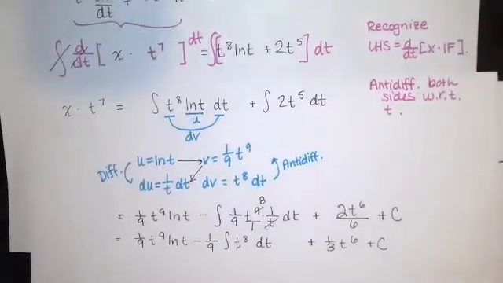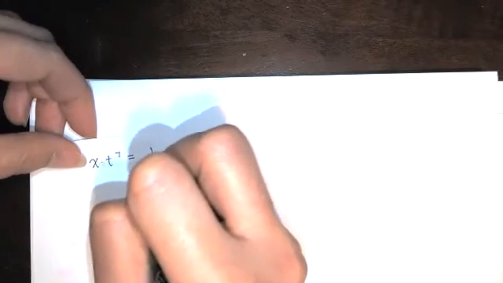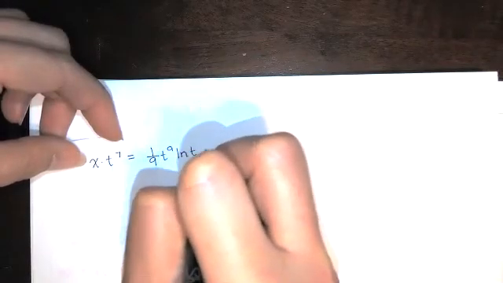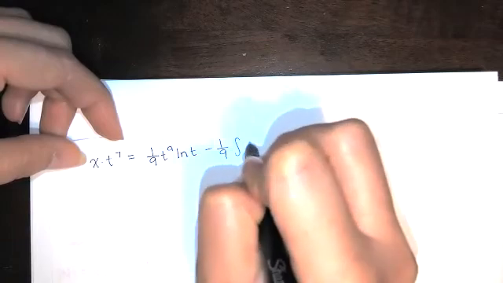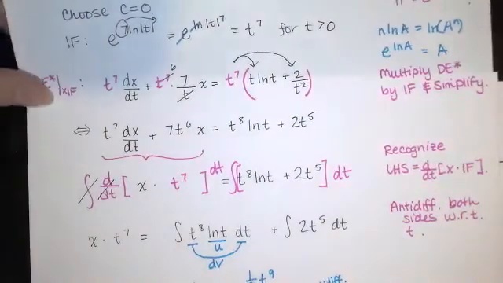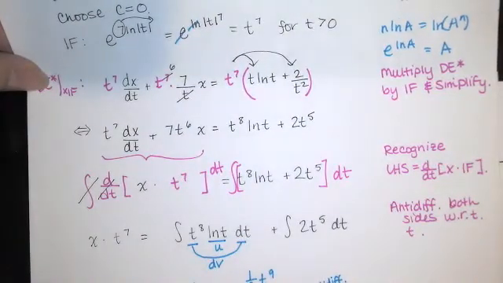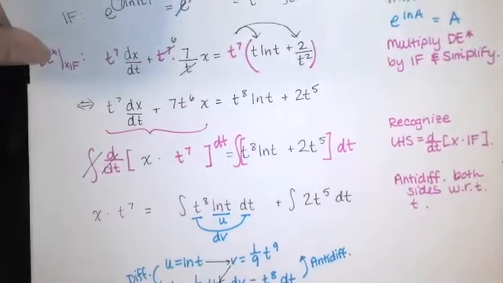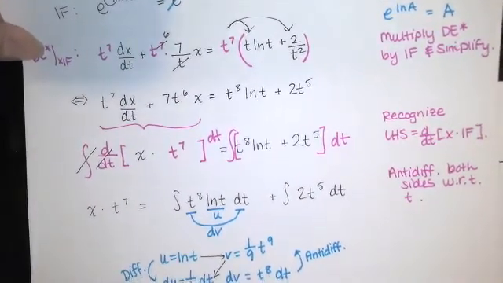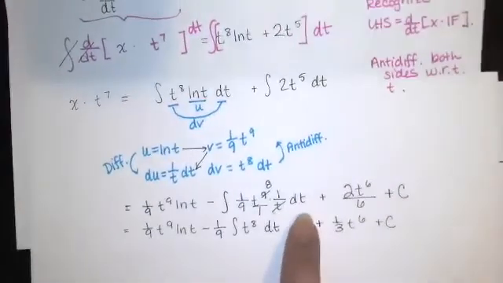So I had an x times t to the 7th, that was my integrating factor, and a 1/9 t to the 9th times natural log of t, minus 1/9 times the integral of t to the 8th, yep, that's right. Sorry. And then I've got the 1/3 t to the 6th plus c.